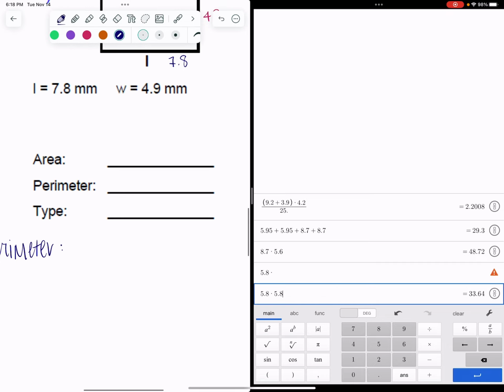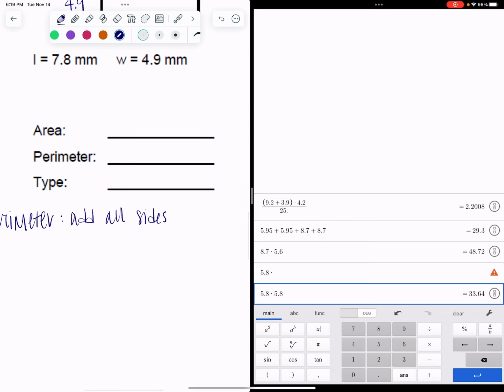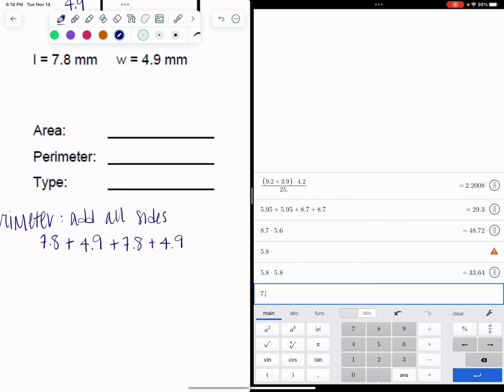The perimeter, add all the sides. So we need to add 7.8 plus 4.9 plus 7.8 plus 4.9. So I go to Desmos. I have 2 7.8s. And I have 2 4.9s, so I end up with a perimeter of 25.4, and we are measuring in millimeters.